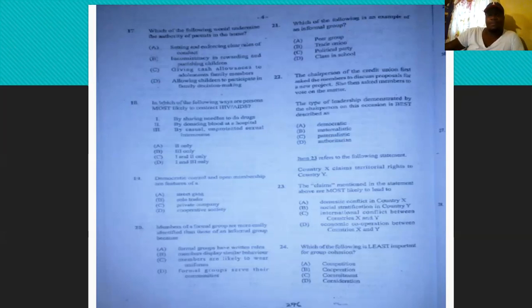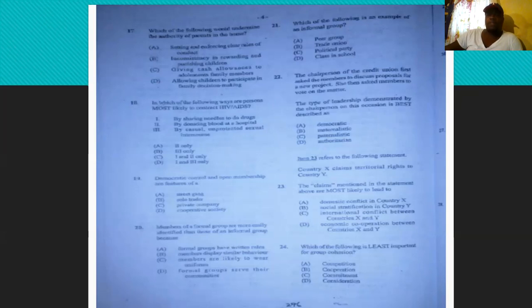Especially in the Caribbean. Number 21, which of the following is an example of an informal group? A, peer group; B, trade union; C, political party; D, class in a school. Only one group there is informal, and it is a peer group. You know what a peer group is, right? Correct.